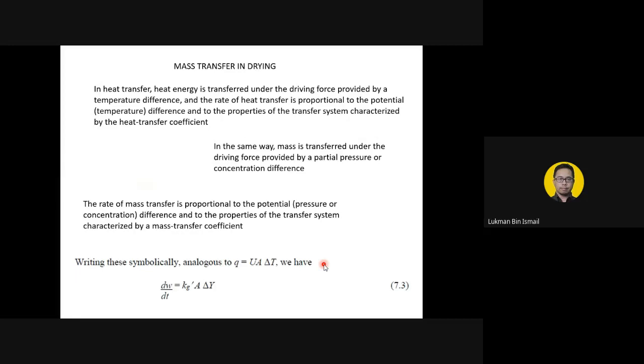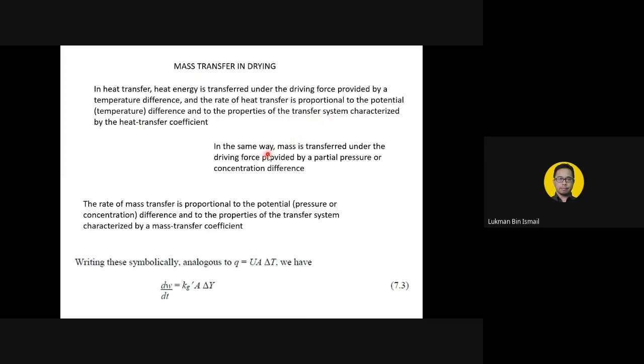Mass transfer in drying. Mass transfer means how much water is being transferred out from the food. In heat transfer, heat energy is transferred under the driving force provided by the temperature difference. The higher the temperature, the better the drying. The rate of heat transfer is proportional to the potential temperature difference and to the properties of the transfer system characterized by the heat transfer coefficient.